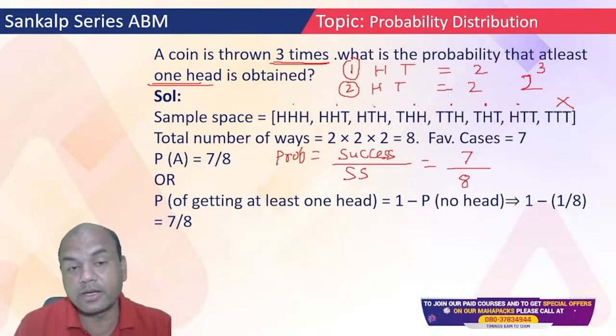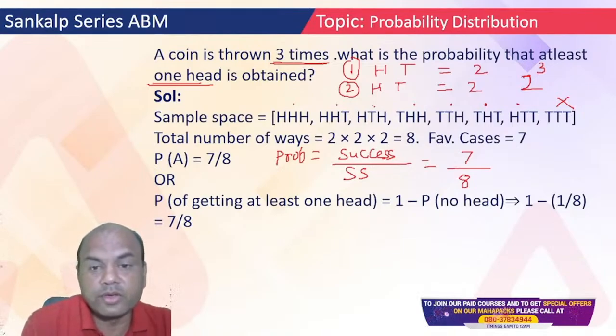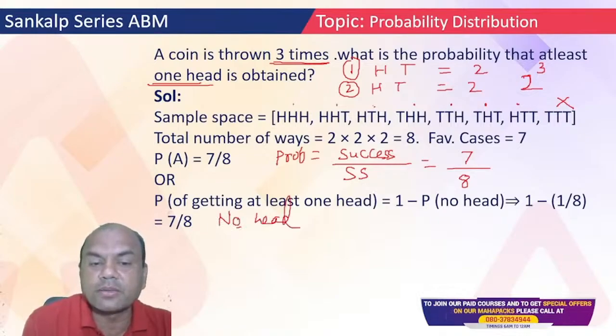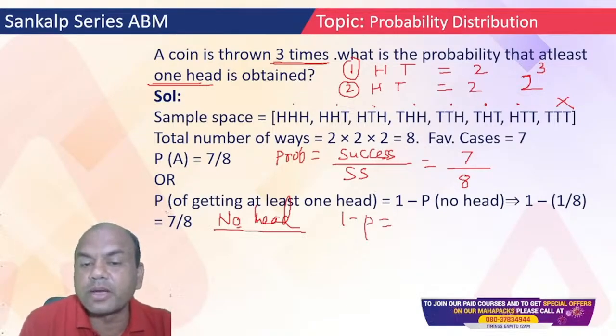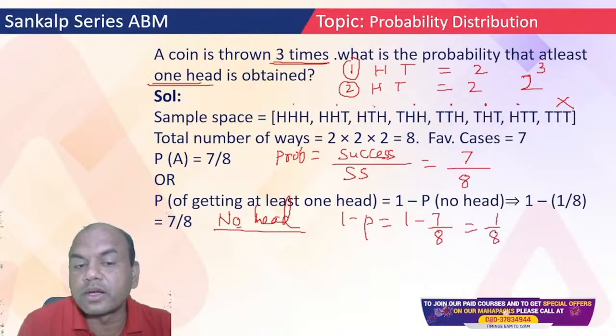Now if I ask you, what is the probability that you will get no head? I don't want any head now. So at least one head was 7 upon 8. So no head means what? Suppose you get this question in exam, no head. How will you solve this? It is 1 minus P. So 1 minus 7 upon 8, so it is 1 upon 8. That is the answer for no head.